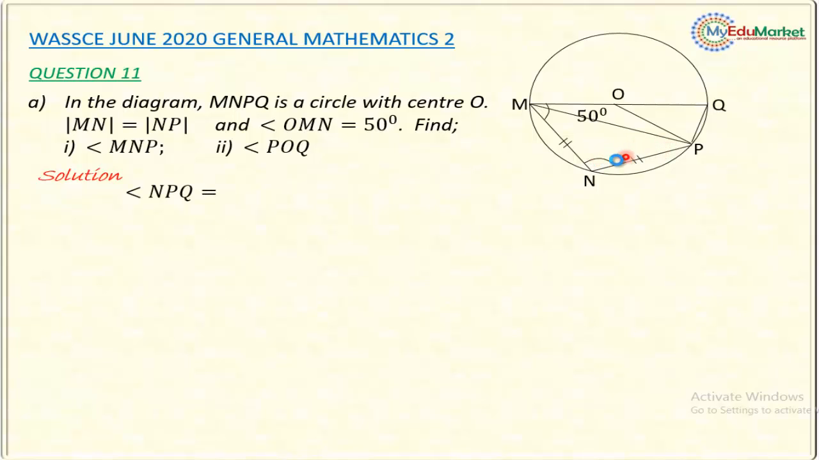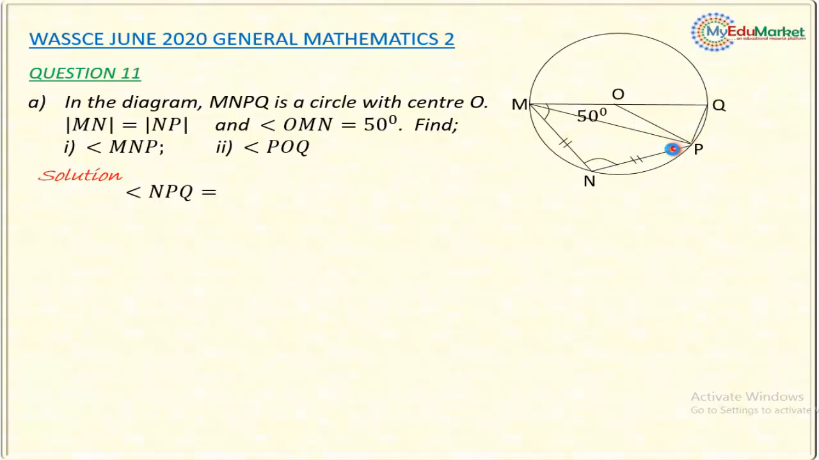Let me start with finding angle NPQ. NPQ, this very angle, the whole of this. If I check, I can see that this is a cyclic quadrilateral. It's a cyclic quadrilateral because all four vertices are on the circumference of the circle. And the theorem says opposite angles of a cyclic quadrilateral are supplementary. This angle, 50 degrees, is opposite to this angle. So I can add the two to get 180.